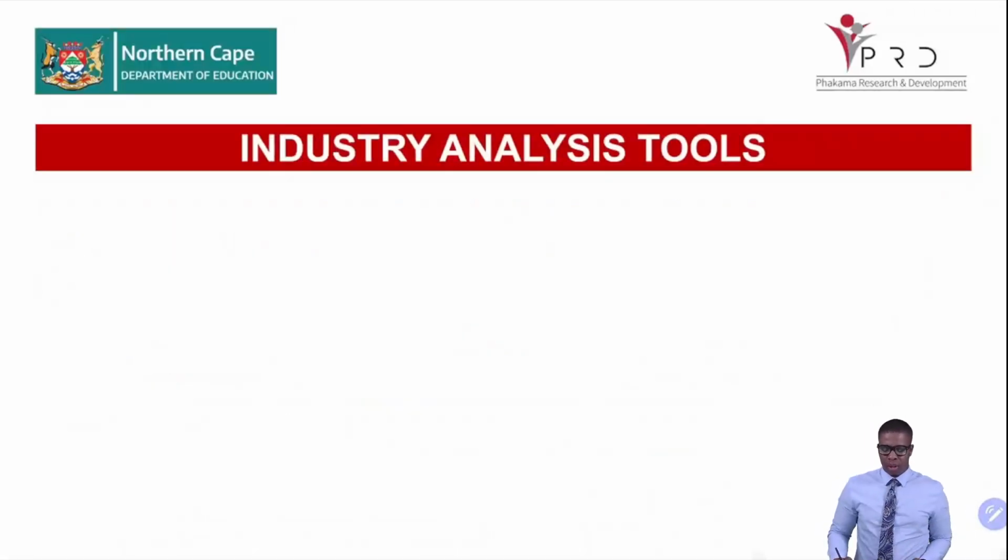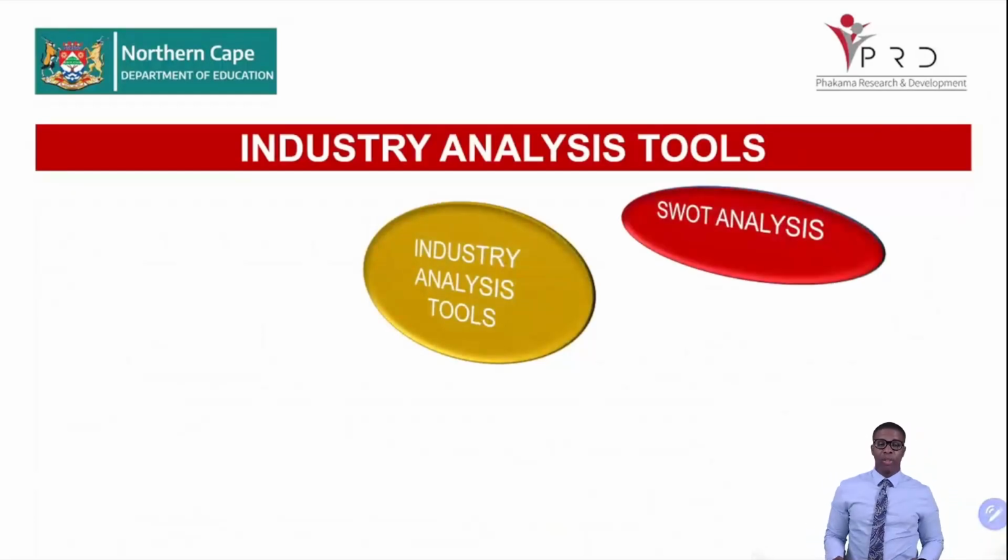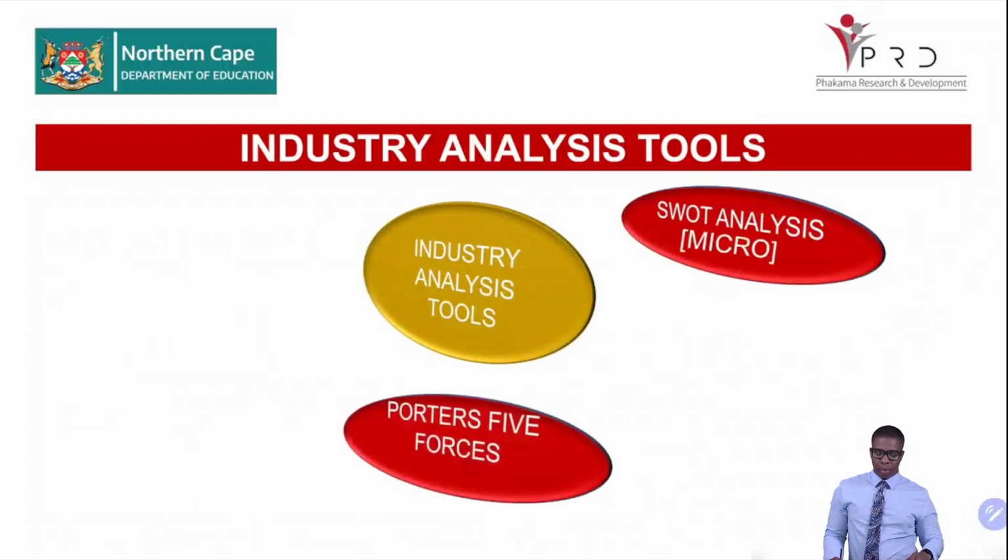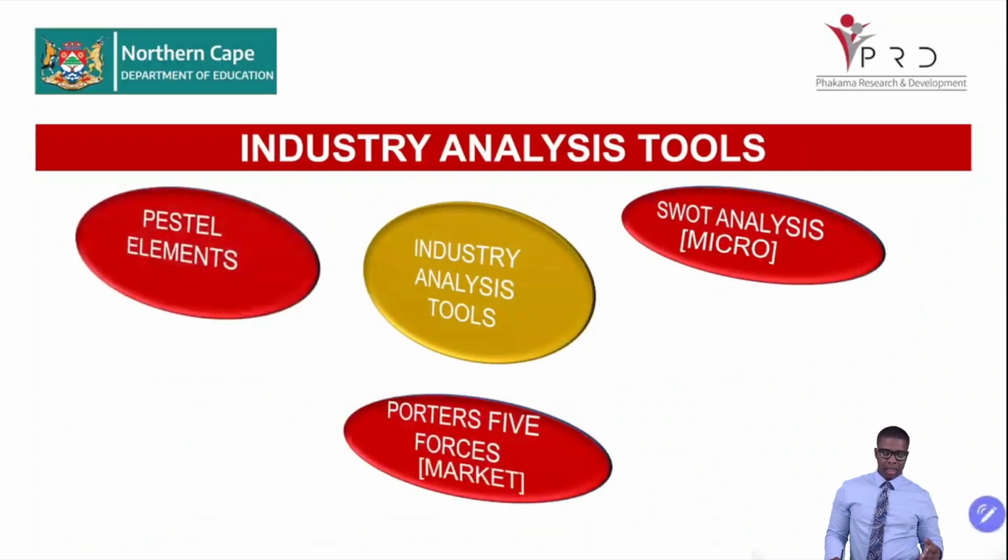Now we move to the industry analysis tools in your business strategies. When we were looking into the first part, it was on aspects from legislation that may require of you to identify. Now we are looking into aspects under business strategies that the examiner might want you to identify from the scenario, like the industry analysis tools, where you have SWOT analysis, which analyzes the micro. You have Porter's 5 forces, which analyzes the market, and PESTEL elements or factors, which will analyze what?